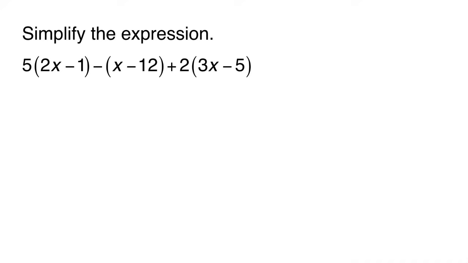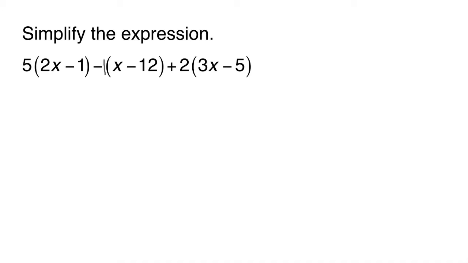Simplify the expression. 5 times the quantity 2x minus 1, minus the quantity x minus 12, plus 2 times the quantity 3x minus 5. Here, we'll first use the distributive property for each expression, and we'll notice that this middle expression that has a negative in front of it can be written as -1 times the expression.